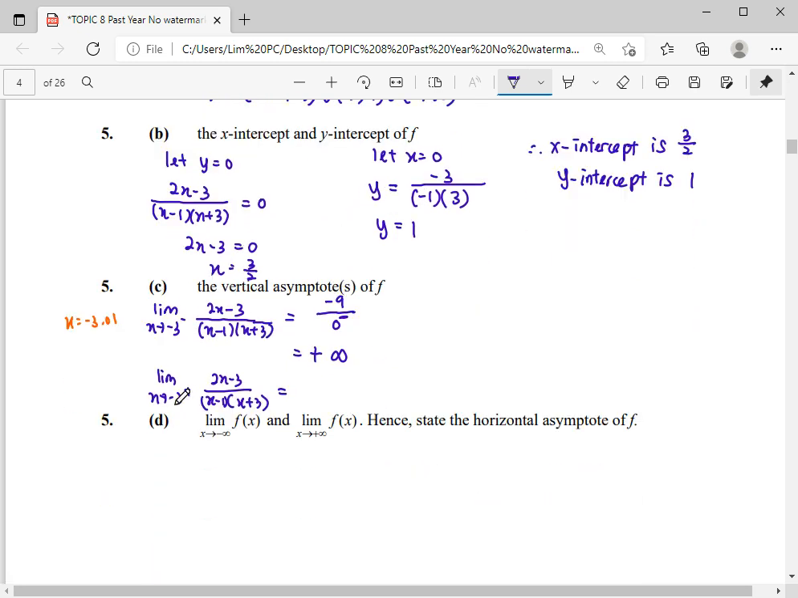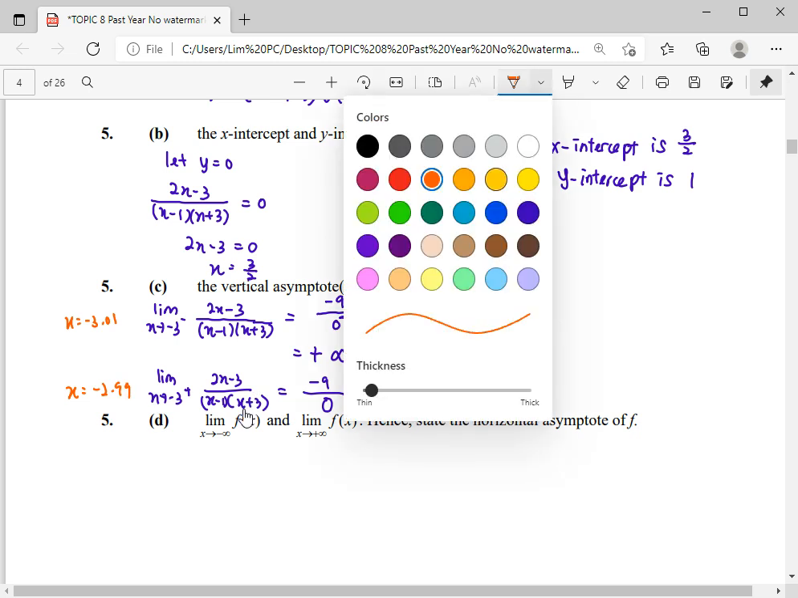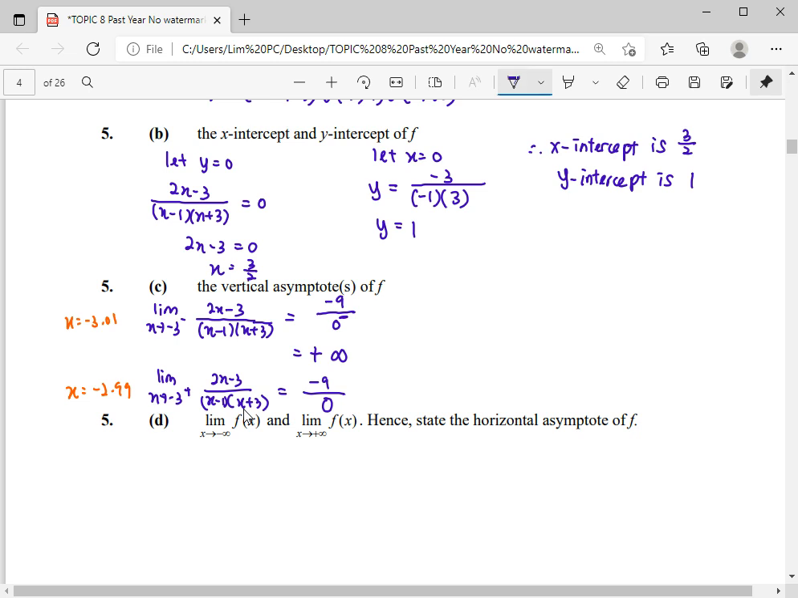When we substitute -3, it will give us the same answer, -9 over -3 plus 3, which is also 0. Just want to make sure this 0 approaches from the left hand side or right hand side. So -3 from the right hand side means our testing value here will be greater than -3, -2.99. So if this is -2.99, our 0 here approaches positive. So we'll get negative infinity.